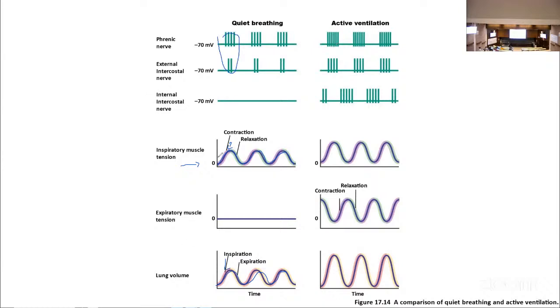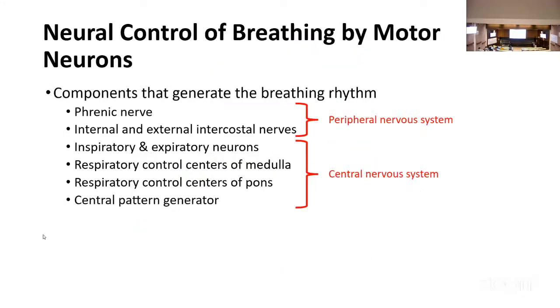And your internal intercostals in expiration, under passive, quiet breathing, are doing absolutely nothing, right? Because we don't need them for just quiet tidal breaths. But if we want to take big, deep breaths, we're going to have to breathe out extra hard. So that's when we see those internal intercostal nerves kicking in, as well as the tension in those muscles. We can see now we actually do have some tension generation there.